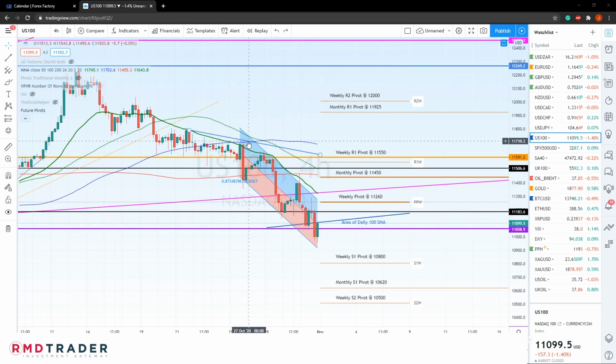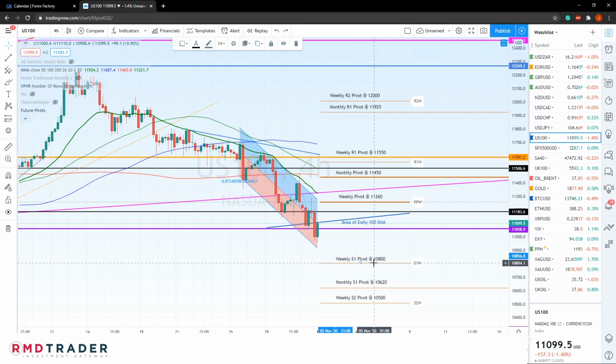According to the current linear regression channel, it's quite likely that we will see a retest of our weekly pivot at 11,260. And any rejection from this area will then either consolidate around the area of the 100 daily SMA, or if it manages to break below that, there would be some areas of support, including the weekly S1 pivot at 10,800, the monthly S1 pivot at 10,620, and the weekly S2 pivot at 10,500. So those would be the areas of support to keep an eye out for should price continue to break lower.